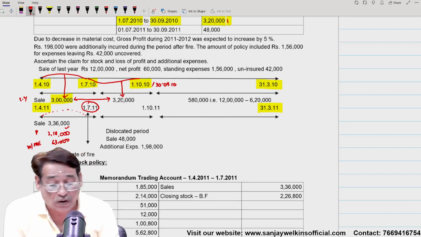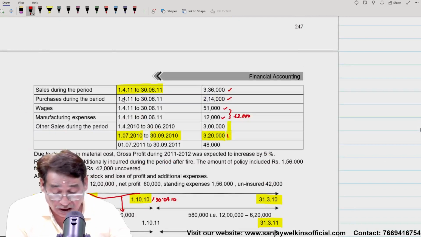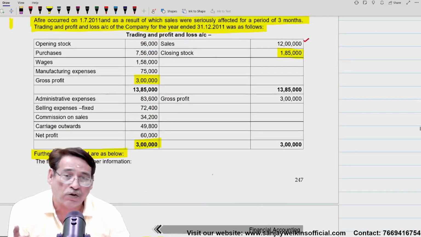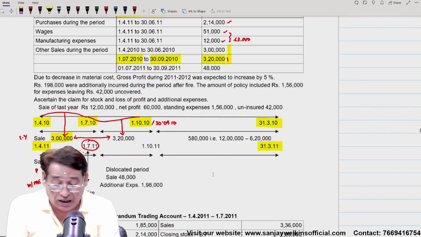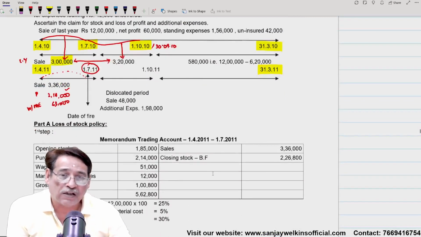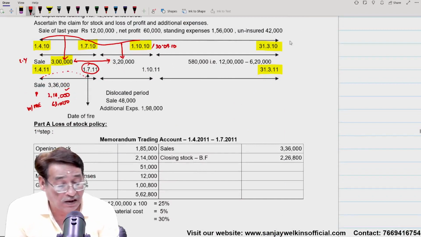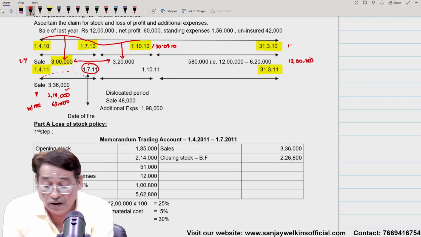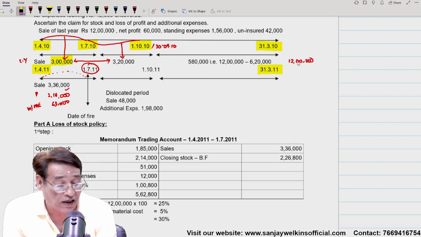And question has also given to you that sales in the last year in total is equal to 12 lakh. That means during the last year, your total sales is equal to 12 lakh. It is given in the question that sales in the last year is 12 lakh.